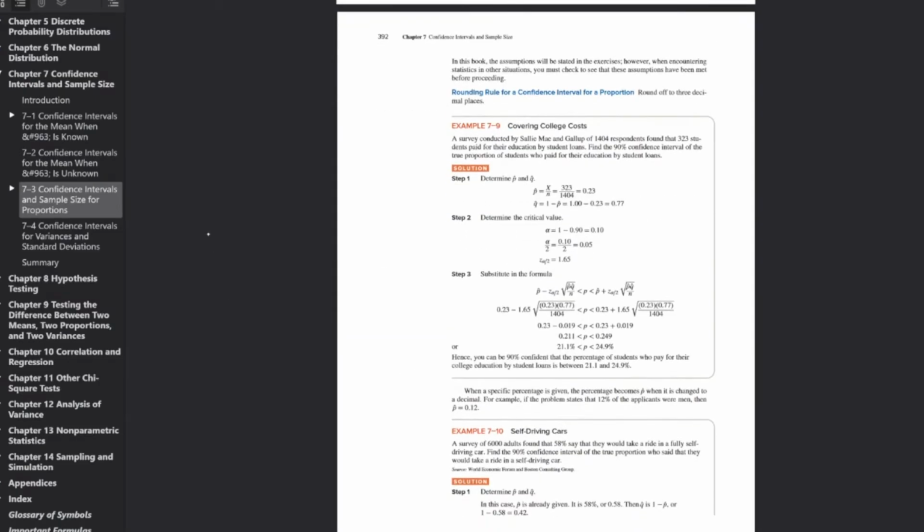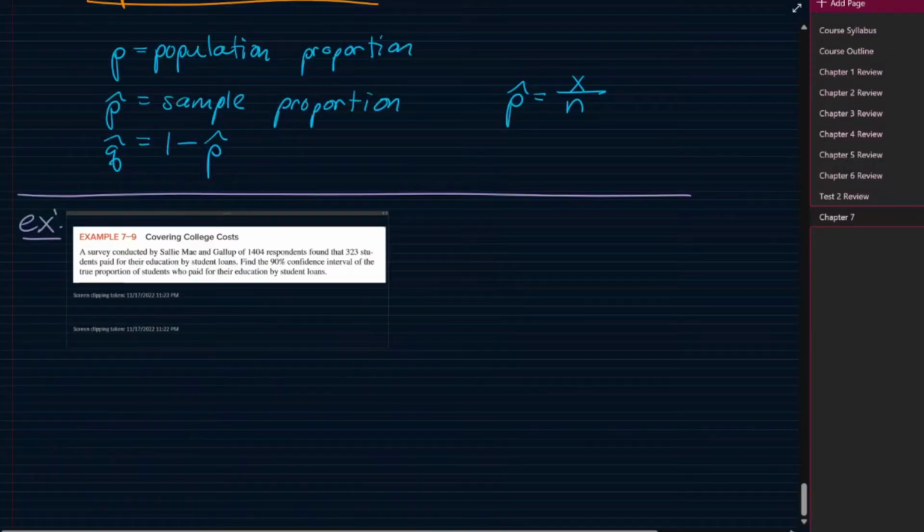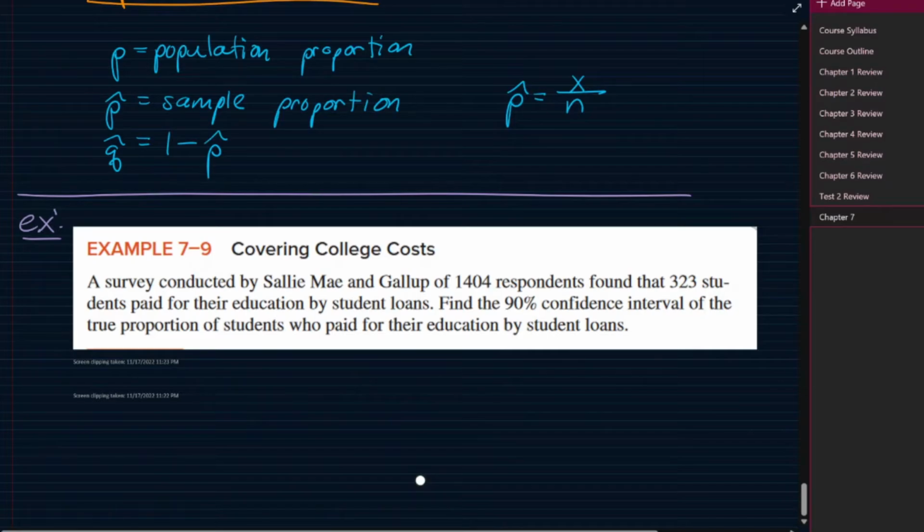Okay, here's a type of question I was actually looking for. A survey conducted by Sallie Mae and Gallup of 1,404 respondents found that 323 students paid for their education by student loans. Find the 90% confidence interval of the true proportion of students who paid for their education by student loans. Okay, so we're trying to figure out with some level of confidence what the true proportion of students that use student loans is. And we're using this sample to try to estimate it.